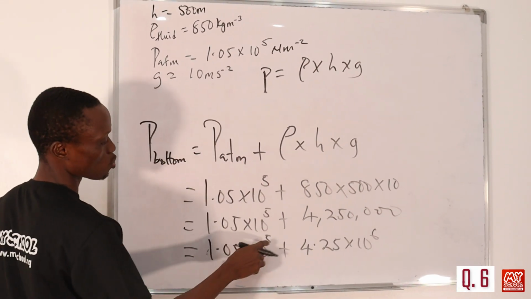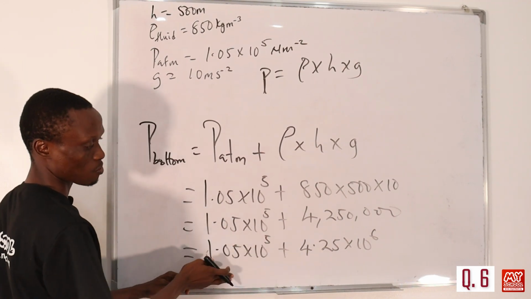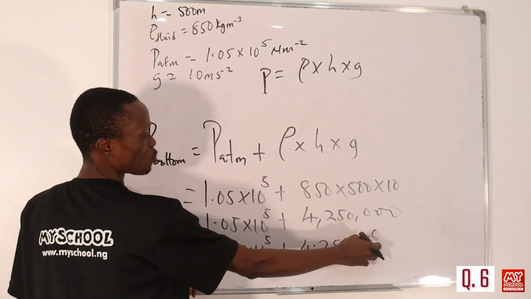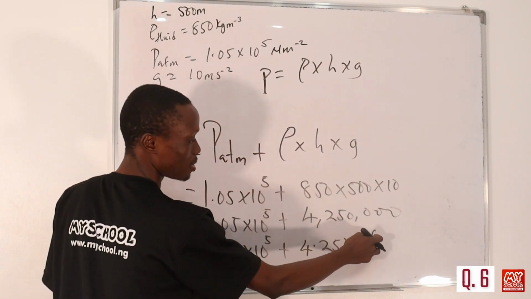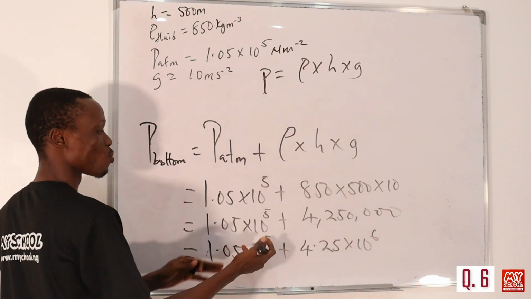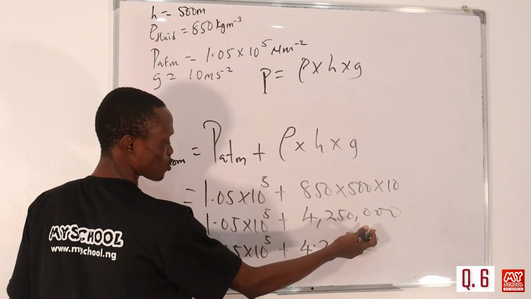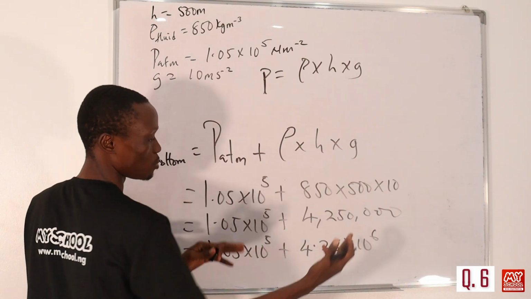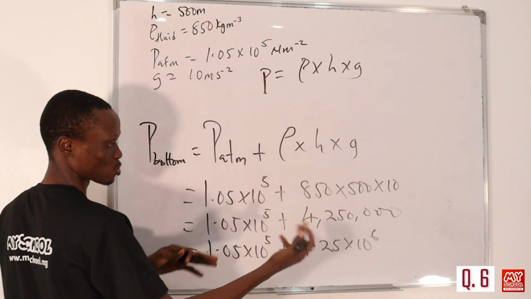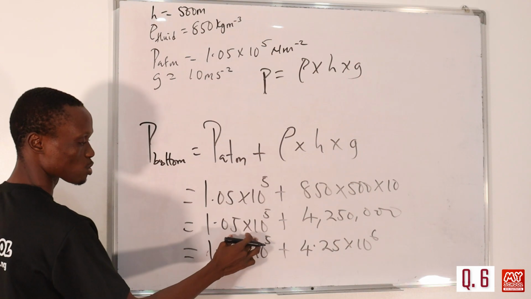Okay, now if you look at this, since we are adding in standard form, the power of both numbers must be the same. So if you look at here, the power here is 5 and the power here is 6. So we'll either move this one to 6 or we'll move this one to 5. Okay, so we can reduce this to 5 so that the two powers can be equal, or we can move this to 6 so that the two powers can be equal. So let's move this to 6.